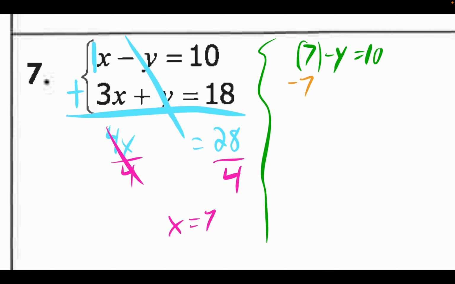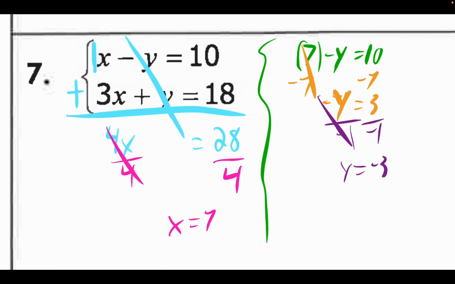So I'm going to subtract the 7, even though this minus sign is here, that's with the y. The 7 is positive. And so I end up getting negative y, the negative stays with the y there, equals 3. Dividing by negative 1 gives me y equals negative 3. So I get the ordered pair (7, -3).